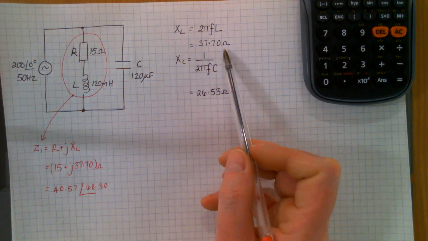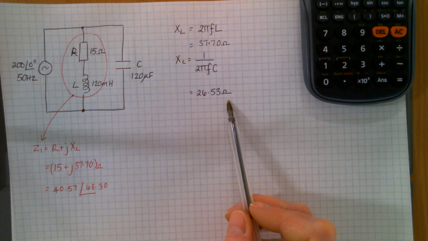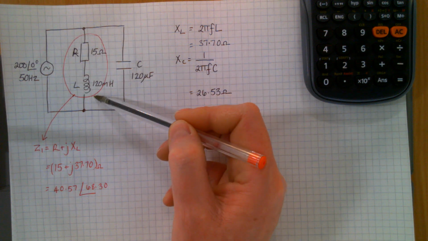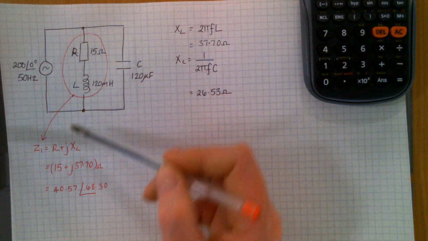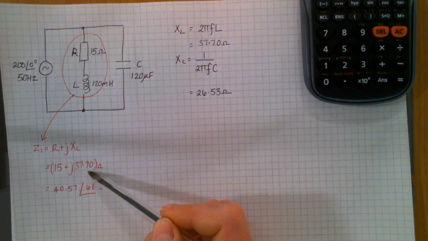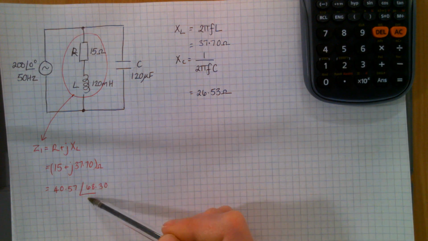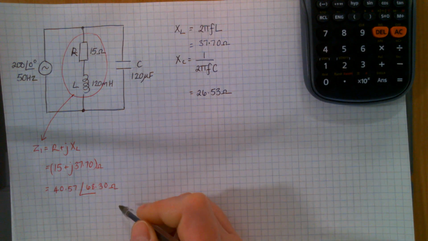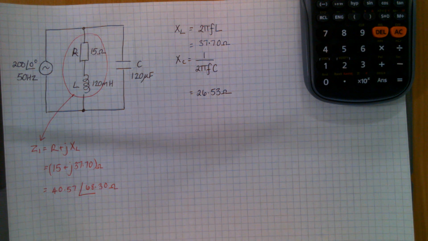So you start off, you'd work out your XL, work out your XC, and then start looking at your individual branches. So you've got your first branch there that's got your R and your L in it. So your Z1 for that, R plus jXL, 15 plus j37.7, then convert that into its polar form. So now you've got it in rectangular form and you've got it in polar form, so you can choose as you go forward.